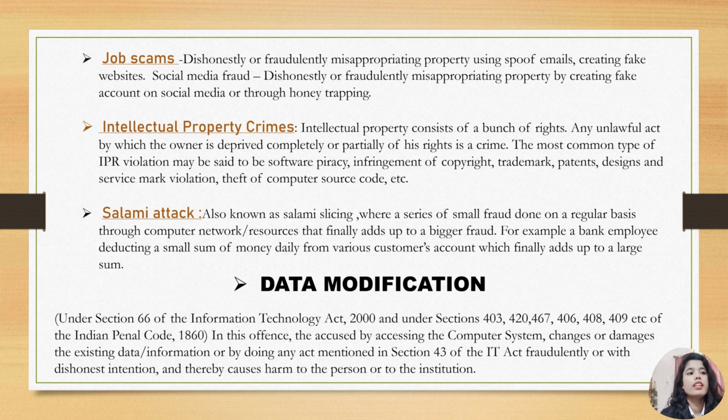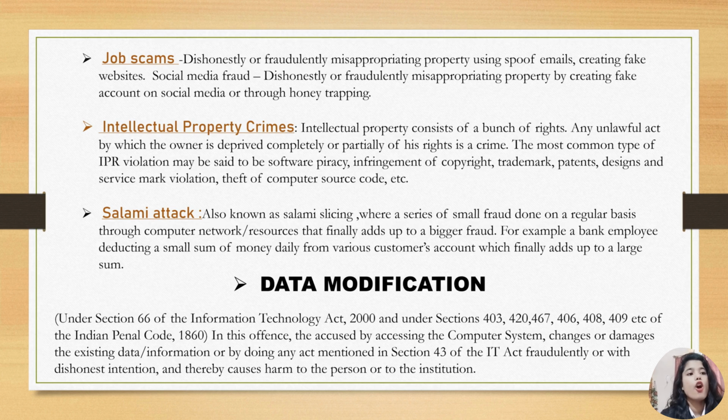Social media fraud: dishonestly or fraudulently misappropriating property by creating a fake account on social media or through honey trapping. Intellectual property crimes. Intellectual property consists of a bunch of rights. Any unlawful act by which the owner is deprived completely or partially of his rights is a crime. The most common types of IPR violation, meaning intellectual property crime or right violation, may be said to be software piracy, infringement of copyright, trademark, patents, designs, and service mark violation, theft of computer source code, etc.